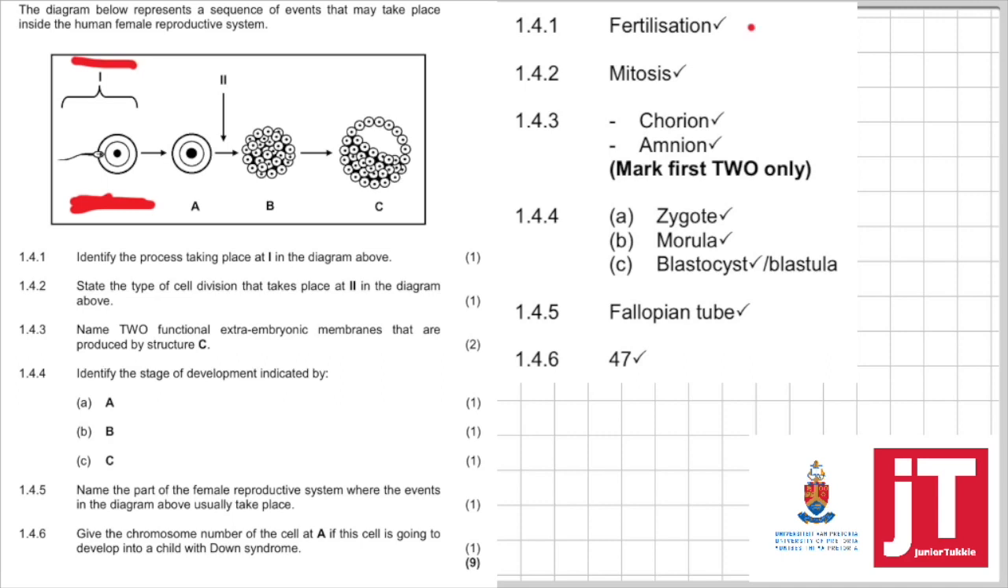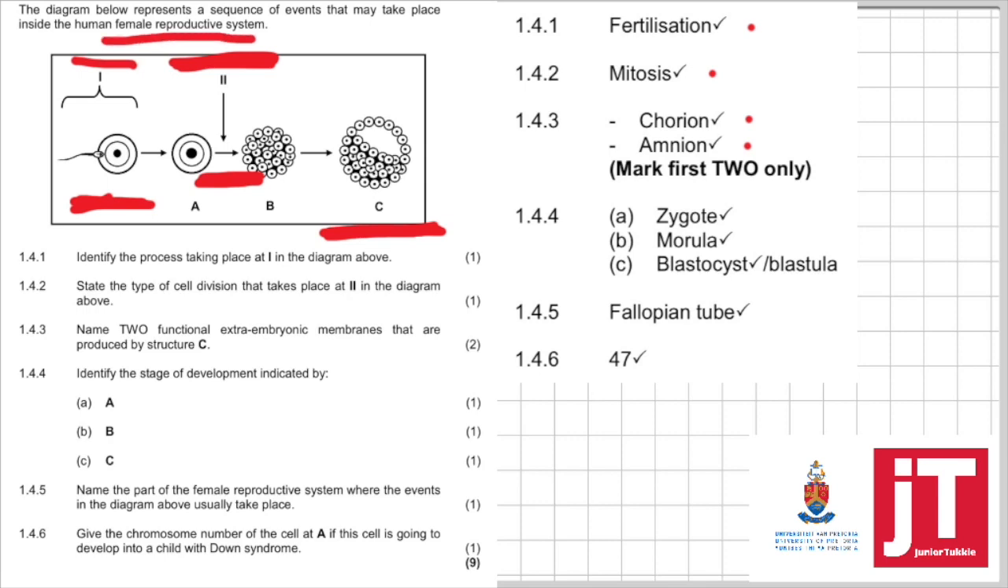1.4.2. State the type of cell division that is taking place at 2. Now, can you see? You have one cell and it's becoming many cells. So what process allows for an increase in number of cells? Mitosis. 1.4.3. Name 2 functional extra-embryonic membranes that are produced by structure C. Now, what membranes will be formed by the blastocyst? Obviously, and it's functional, the chorion and the amnion. Okay, and that's functional in humans.